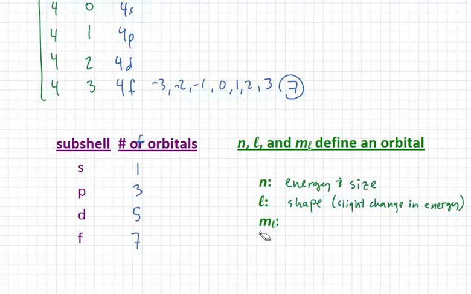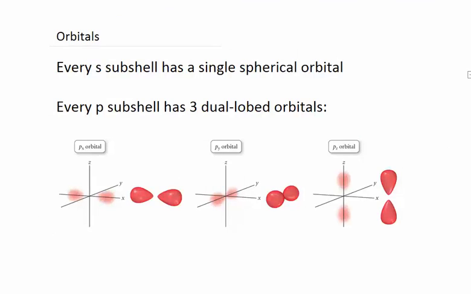What does m sub l tell us about one particular orbital within a group? Orientation or direction. But if only the orientation changes, those are all the same energy, in a subshell. Okay? So, I've got some pictures on the next page that'll illustrate this a little bit for us.